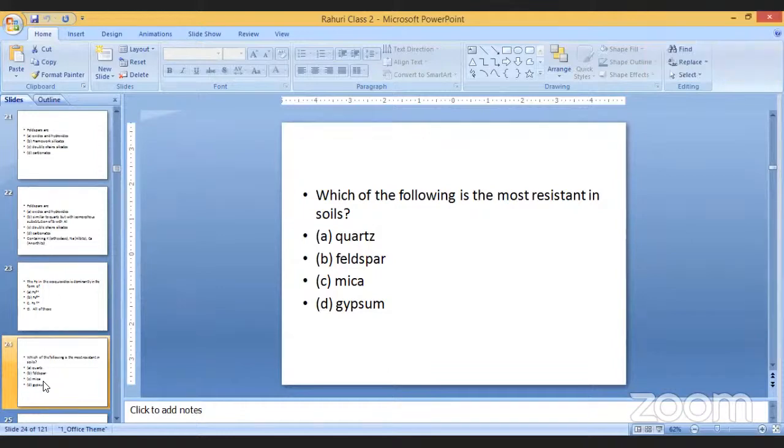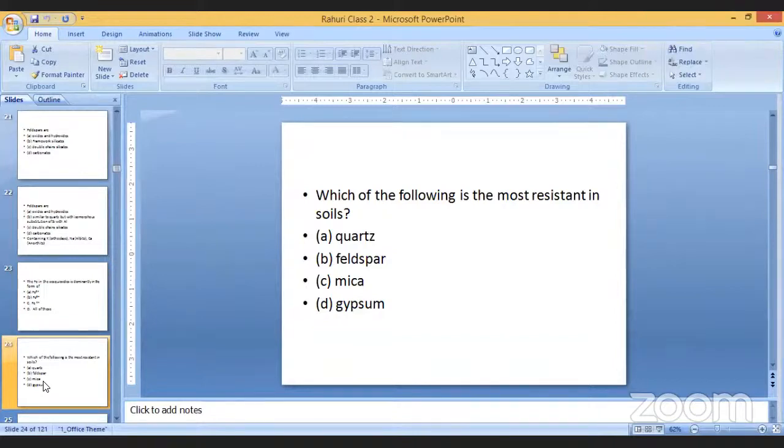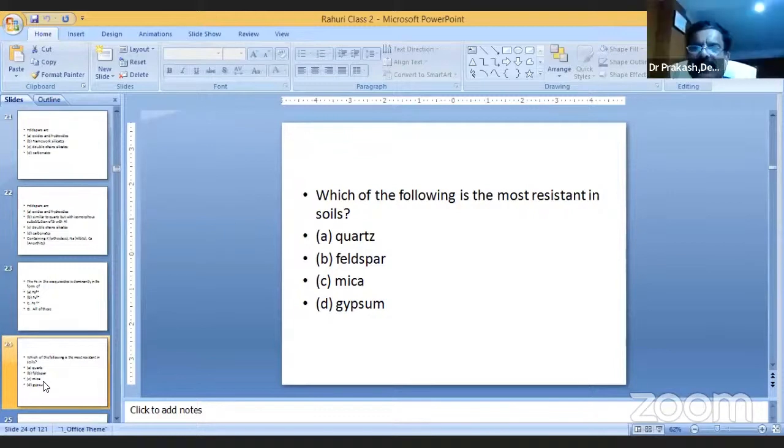Sir, quartz. Quartz, yes. So you have won 101 rupees now betting on quartz. Yes, that is fantastic. Quartz is fine. So why not feldspar? Not feldspar. Here is the most resistant. Feldspar is susceptible to weathering compared to that of quartz.